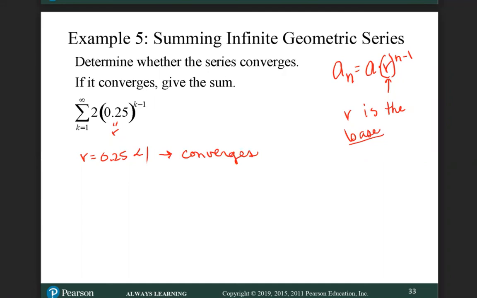And then we need to use the formula. So the formula is a divided by 1 minus r. A is 2 divided by 1 minus 0.25. 2 divided by 0.75. If I simplify this fraction, and remember you can do that on your calculator, this is 8/3.